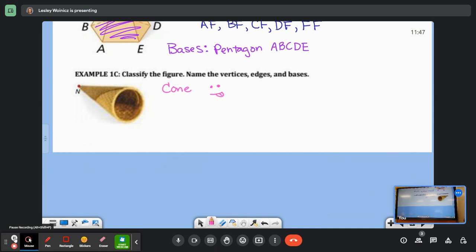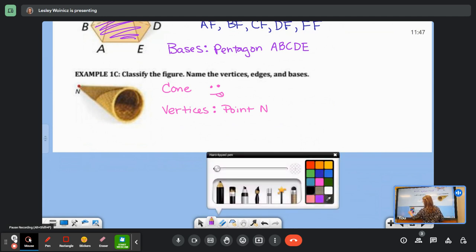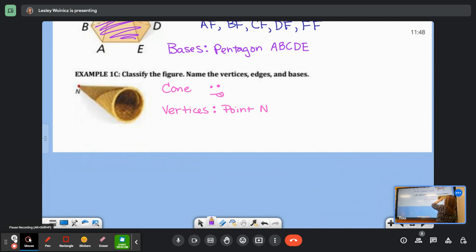Okay, we have vertices. It just has one point, N. We're gonna come back to the edges and bases because I don't remember how to name the edges. I don't know if we say that there are any edges. I know how to name this base. Okay, it has a base that is a circle. Oh my gosh, we're missing the edges. Perfect.